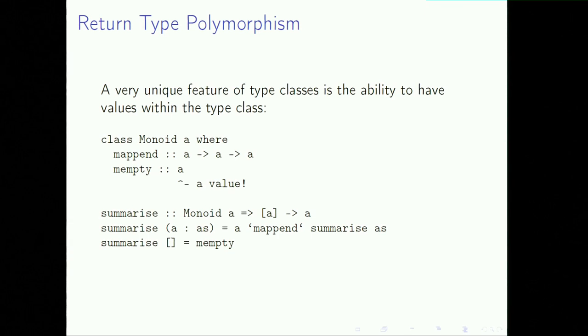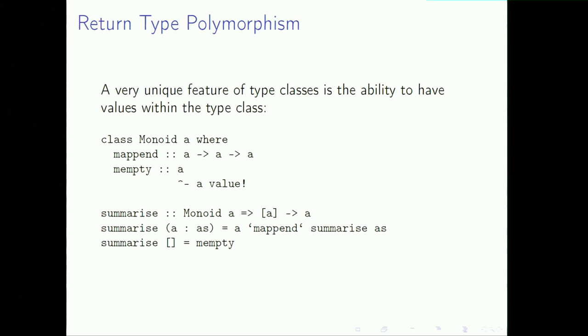What's interesting is that I've got a function here called summarize, which takes a list of values of any type. We have the constraint that those types must be an instance of the Monoid class. This is a summarizing function in that it gives us some kind of summary of a list. But the interesting pattern to me is what happens when we give summarize an empty list. Summarize needs to deliver a value of type A, but if we're given an empty list, we have no information to compute that value from.